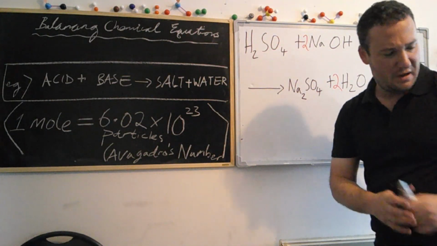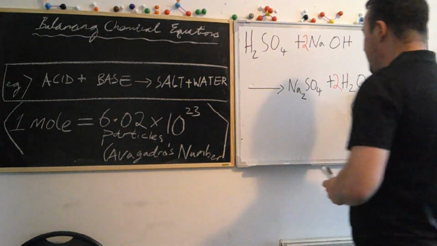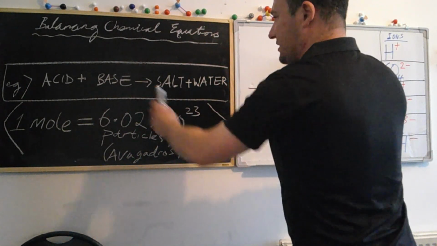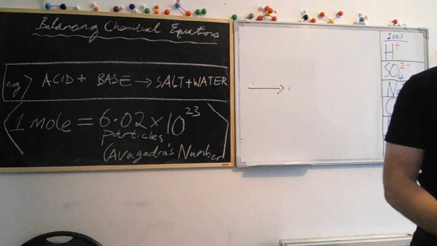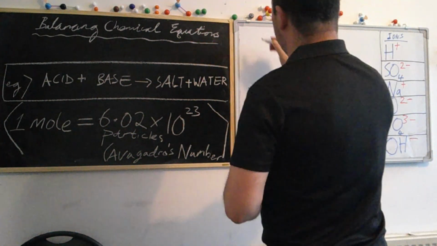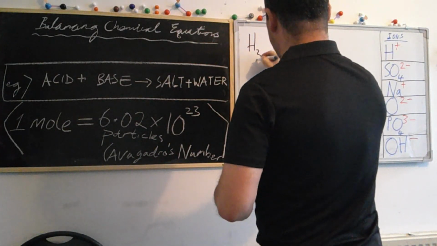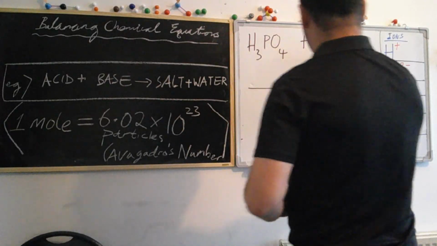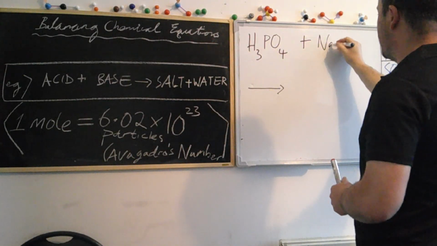Okay? So, for my next example, I'm going to choose another acid and a base. This time I'm going to choose phosphoric acid. So that's H3PO4. Again, I will choose sodium hydroxide as the base.